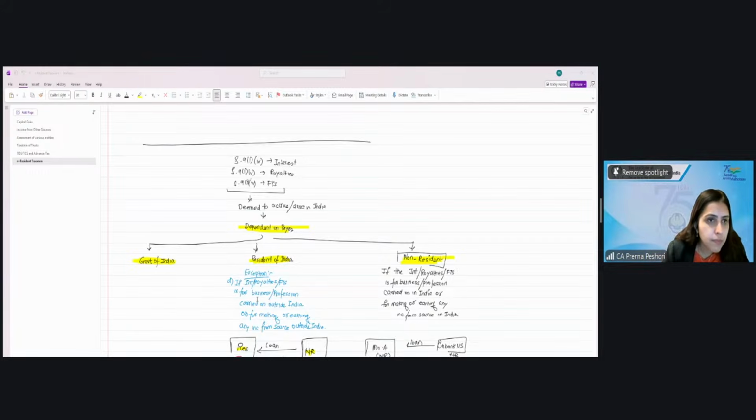Are we clear? Then in that particular case, interest shall not be deemed to accrue or arise in India. Are we clear? And if a person is a non-resident, let's say for example, a foreign company has taken a loan from Citibank USA and it is paying the interest for carrying out the business in India. If the loan is taken for carrying out the business or profession in India, then in that particular case, interest shall be deemed to accrue or arise in India.